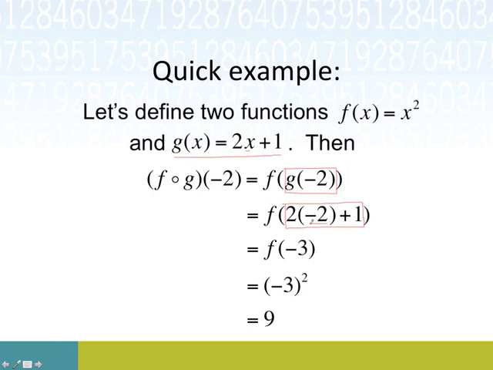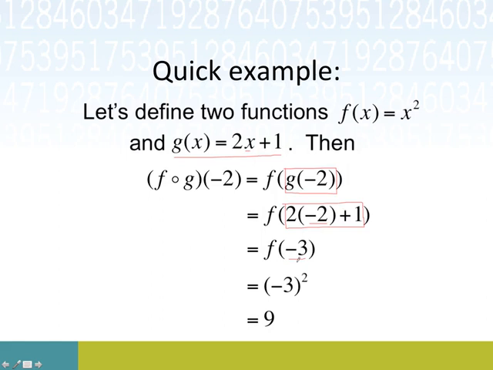2 times -2 is -4. 1 greater than that is -3. So really, g of -2 is -3. In that conveyor belt example, what we've accomplished so far is putting the first number into the first function. So it's made it through the first machine. Now we still have f of -3 left.